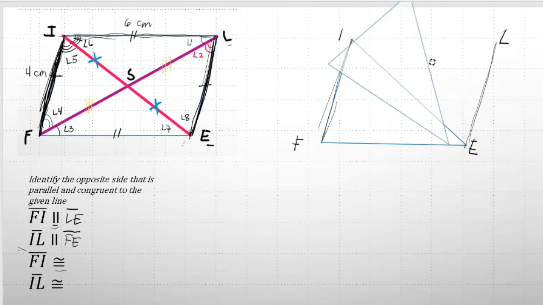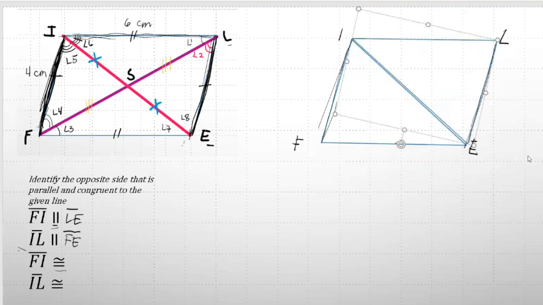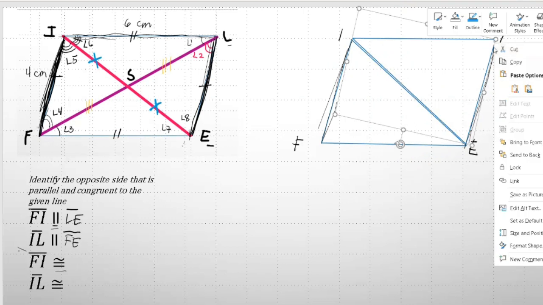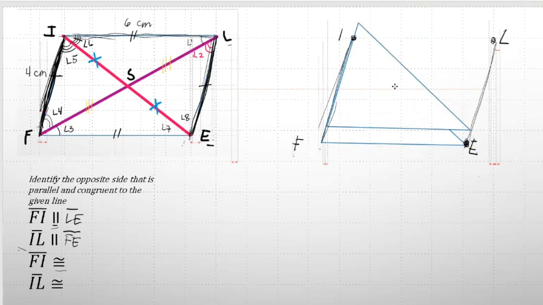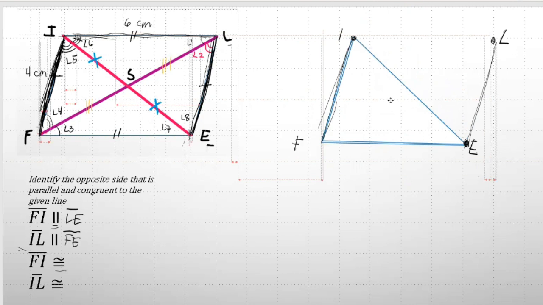So pag pinlip natin siya, always remember kung saan na mapupunta si L at saka si E. So remember, on this vertex, nandito si L. On this vertex, nandito si E. And on this vertex, nandito si I. Once we flipped it, para makita natin na they are congruent, let me show you that they are congruent. Ayan, they are same shape and as well they are same size.